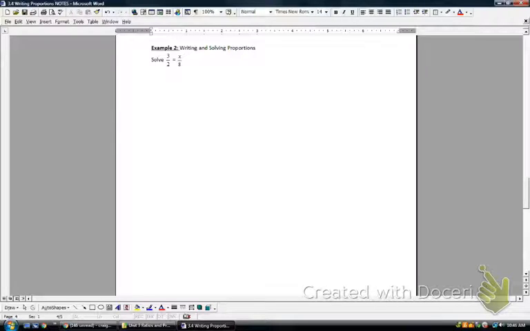Example 2 says write and solve proportions, and then we're supposed to solve the proportion 3 to 2 equals x to 8, so we're supposed to find what x is. I'm going to work this one 2 different ways. I don't expect you to always work everything 2 different ways, but it's good sometimes just to see different ways. You may use one way one time and another way at a different time, so it's just kind of whatever works best for you. So the first way, when I solve this proportion, I'm going to use equivalent fractions, and you'll see what that means in just a second.